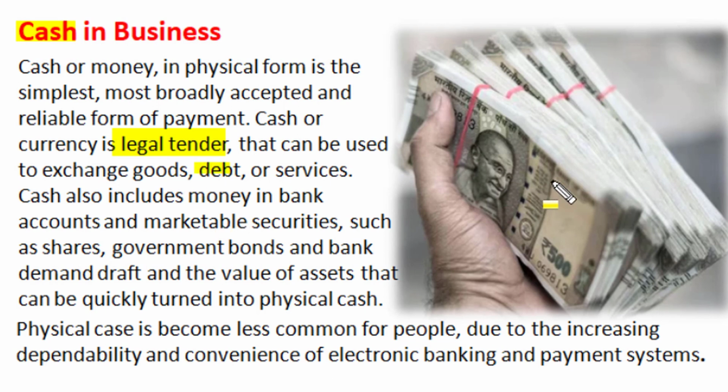Now cash also includes all the money in your bank account that can be used in e-payments. One can also treat all marketable securities such as shares, government bonds, bank demand drafts, and the monetary value of any asset that can be quickly turned into physical cash. Nowadays, due to the increasing dependency on and convenience of electronic banking and e-payments, cash is becoming less common, and in place of cash we are using electronic banking and internet-based payment systems.